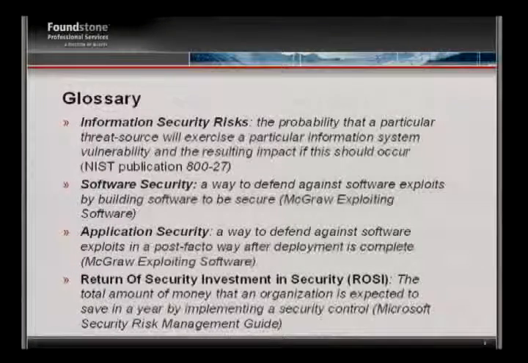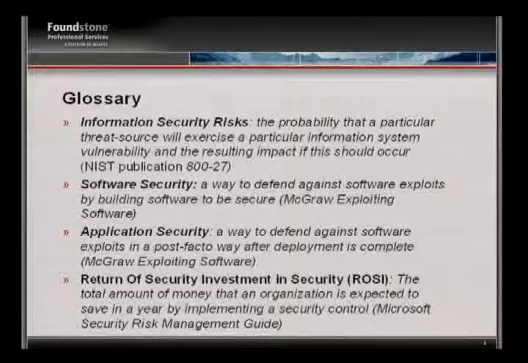Information security risk, from the perspective of information risk management, is the probability that a particular threat source will exercise a vulnerability, resulting in an impact, and impact can be both business and technical impact. This is based upon a NIST publication on the information risk guideline that you can look up yourself on the NIST website.